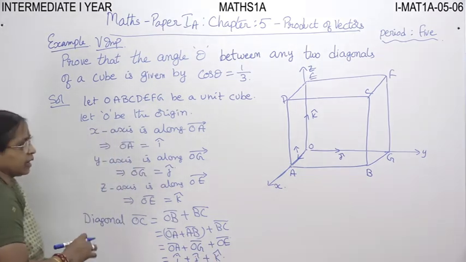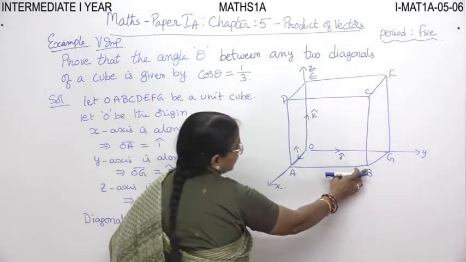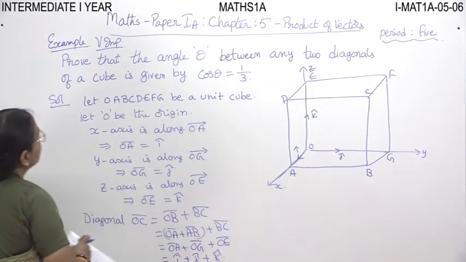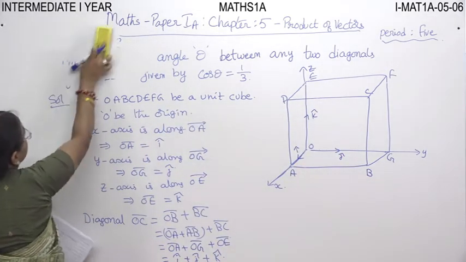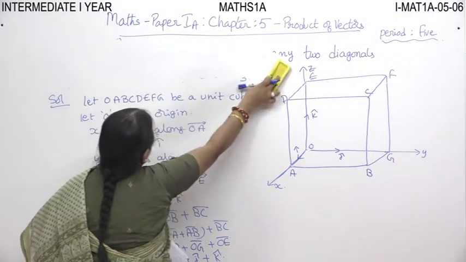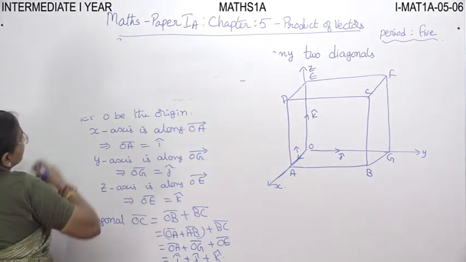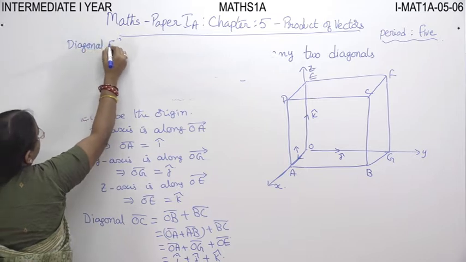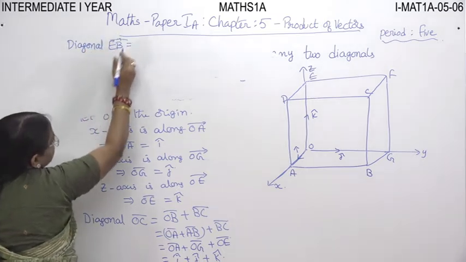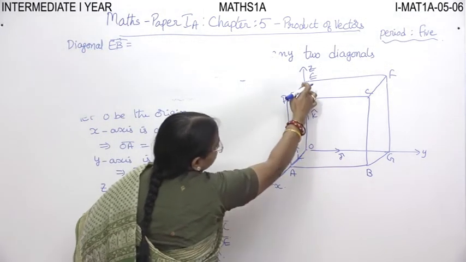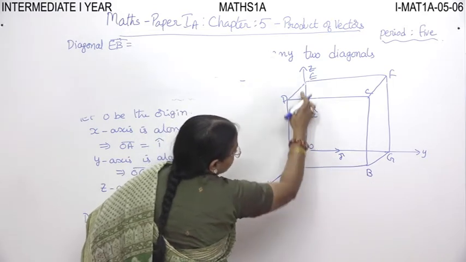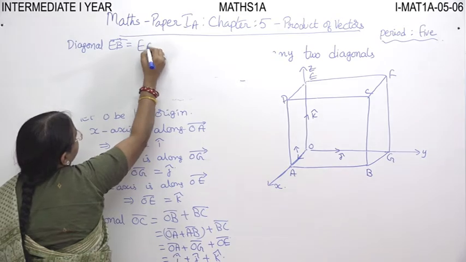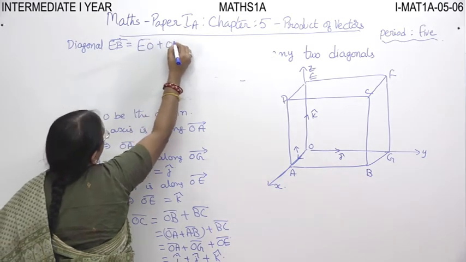So now we'll take another diagonal. Another diagonal I can take as BE or EB. Suppose I take EB. Another diagonal EB is equal to EO plus OB, according to the triangle law of vectors.